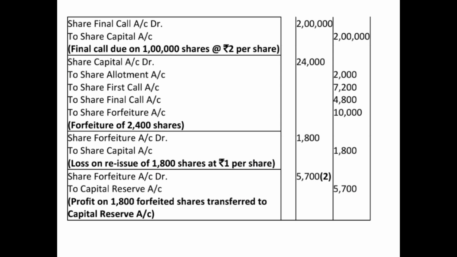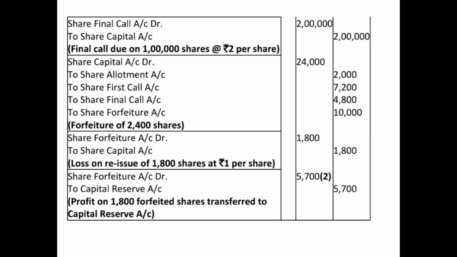So 10 rupees is the called up value, so 2400 shares into 10 rupees, that is 24,000, to calls in arrears account, if you have opened the calls in arrears account. If you have not opened the calls in arrears account, then separately to share allotment account 2000 after adjusting his surplus money as well. To first call account 7200. To share final call account 4800. These are the amount which was not received on 2400 shares of first call, final call and allotment.